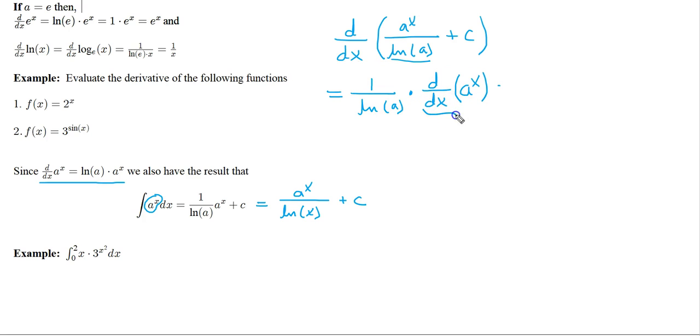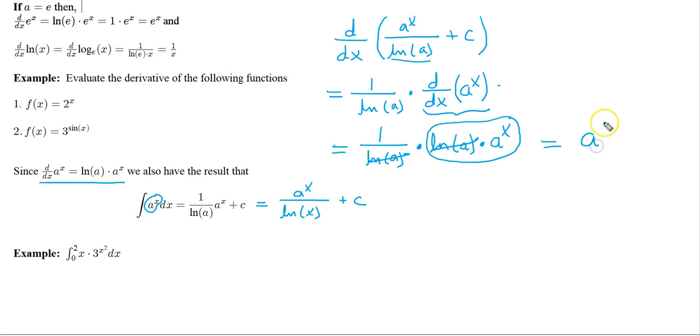And now this piece right here, so we're going to get, and this part right here is, as we've seen previously, that is this right here. And so the ln of a and the ln of a cancel, and we get a to the x. And there we go. So that proves that the antiderivative of a to the x is a to the x divided by ln of a plus c. Let's take a look at this example right here.